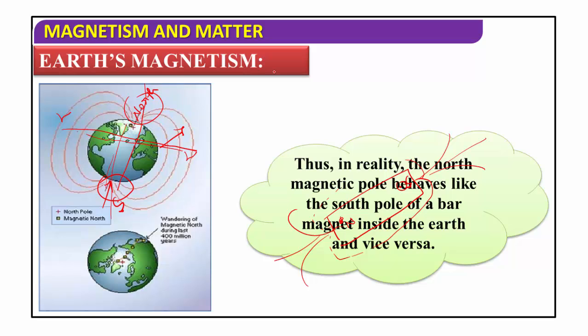Because of the property that like poles repel each other and unlike poles attract each other, due to that concept, in reality the north magnetic pole behaves like the south pole of a bar magnet inside the earth and vice versa. It is opposite. Okay.